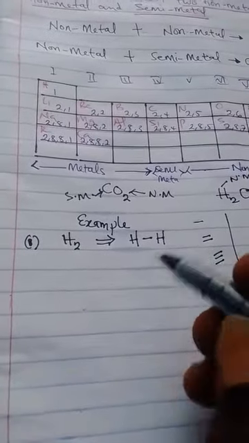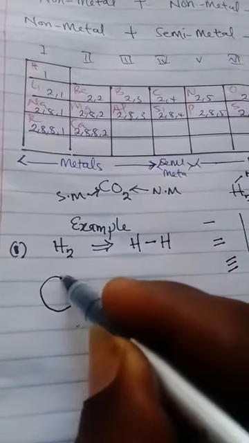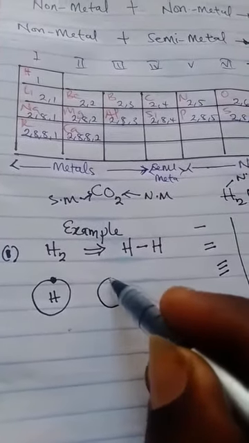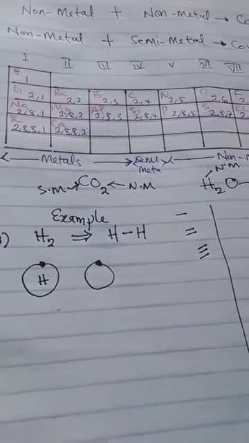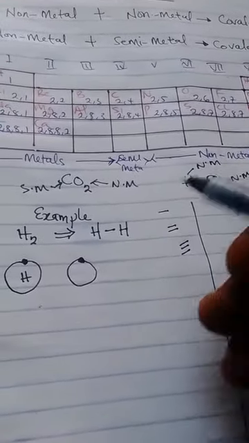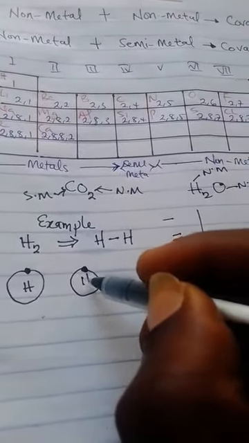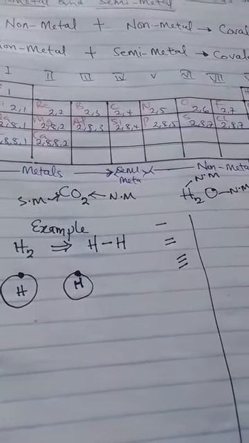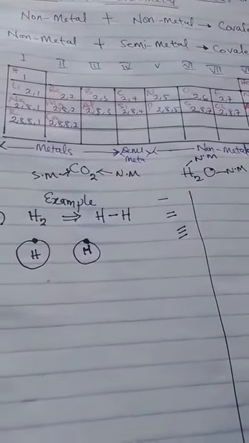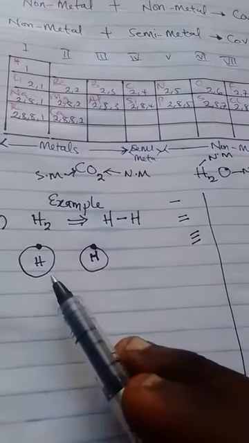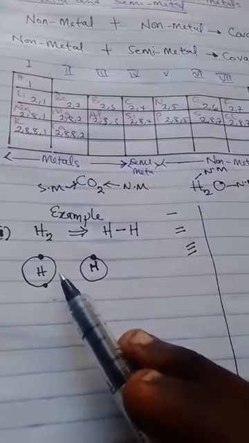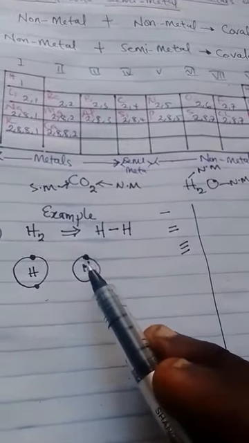So this is the structure of hydrogen. Another thing you must understand is that the whole essence of bonding is for the atom to have what we call an octet structure, or a duplet structure. Hydrogen has one electron in its atomic shell, and it needs one more electron for us to have a duplet structure.